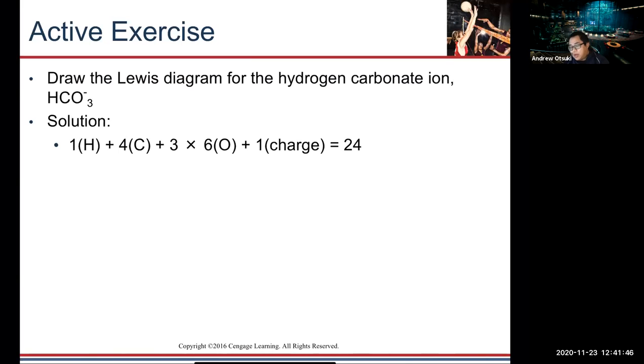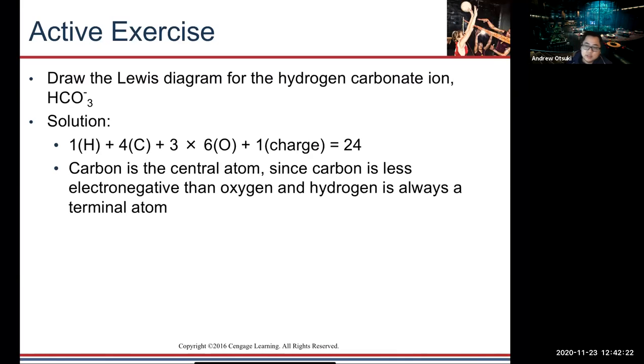So we have 1 for H, plus 4 for C, plus 3 times 6 for the valence electrons of oxygen, and plus 1 for the charge. That's 24 electrons total of our valence electrons. We only count valence electrons because those are the ones used in bonding. For valence electrons, just remember the group number. Hydrogen is 1, carbon is group 4, oxygen is group 6. That'll tell you how many valence electrons there are.